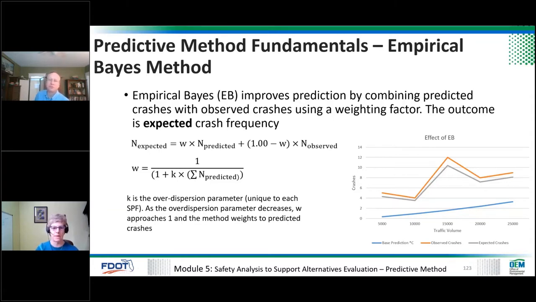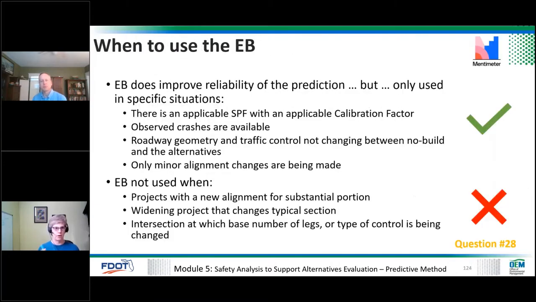Now it sounds like a lot, and again, when you're applying the spreadsheets, the spreadsheet's doing all of this for you, and you're getting your overdispersion parameter directly out of the manual. So the act of applying the EB is relatively easy. The tricky thing to keep in mind is, when do I use the EB? And I'm going to turn the slide so I don't speak over it.